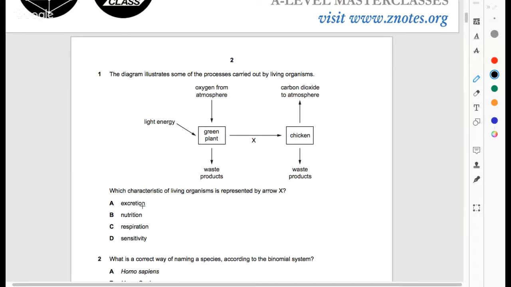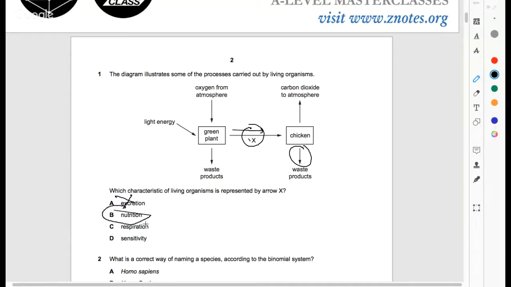So excretion, that would be the removal of waste from the chicken. That would be this arrow. So it's not that. So it's not excretion. Nutrition. So that would be the chicken eating. So that is this arrow. This is going from a green plant, energy in the green plant, to the chicken. So this is eating. So nutrition must be the right answer.